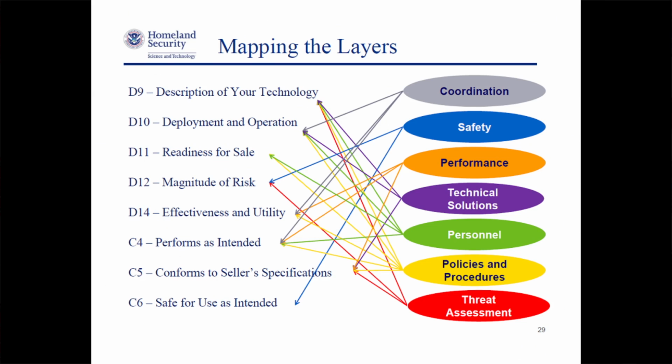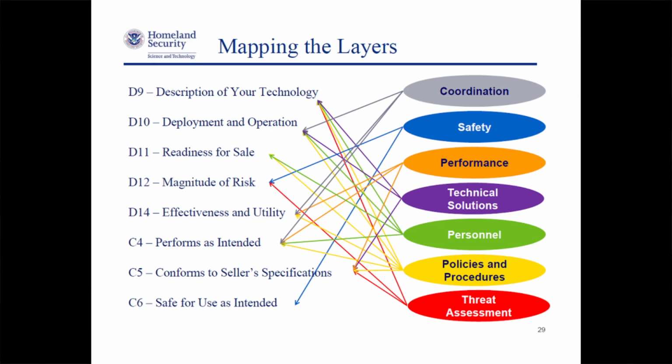C4 asks for evidence that your technology will perform and be effective over the long term. This, similar to D14, can be supported by performance and policies and procedures with an emphasis on quality assurance, mitigation of any deficiencies, and training updates. Performance in the field across all your events might also be helpful.